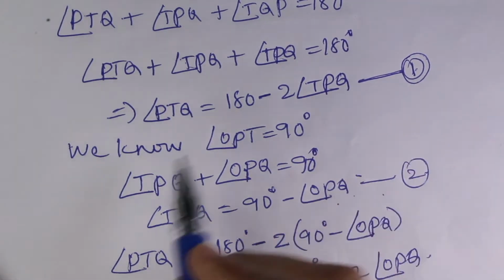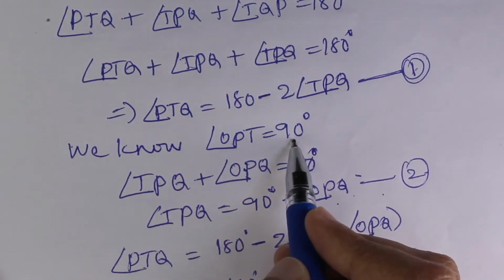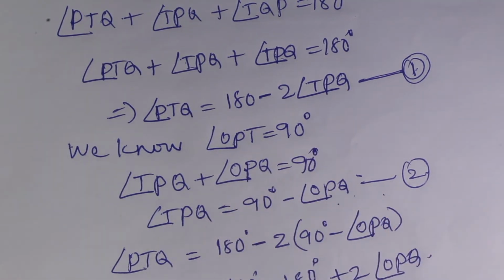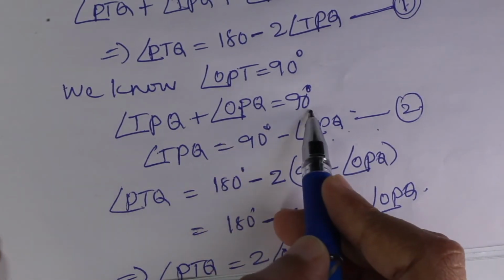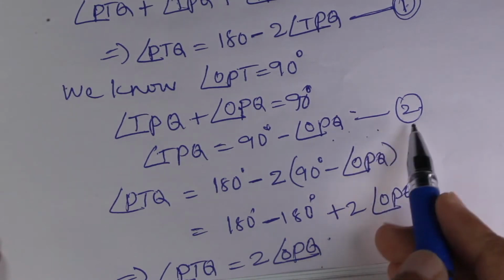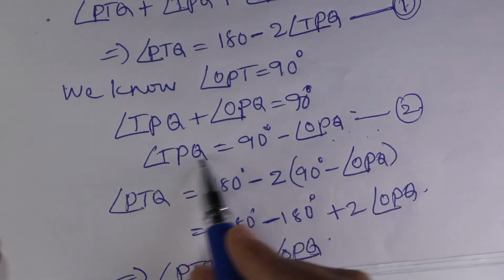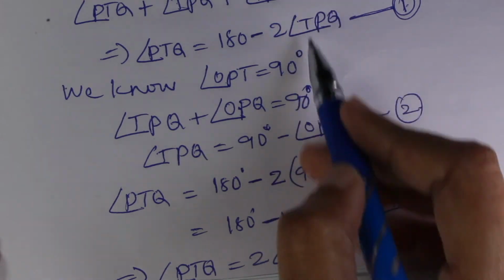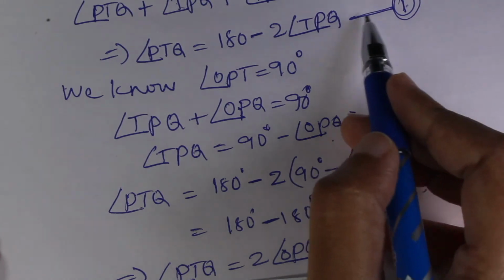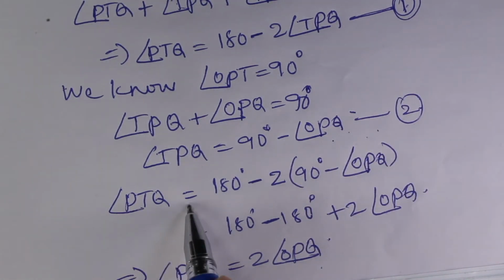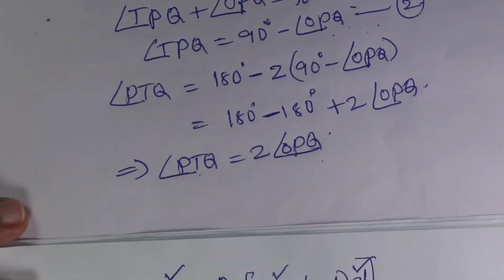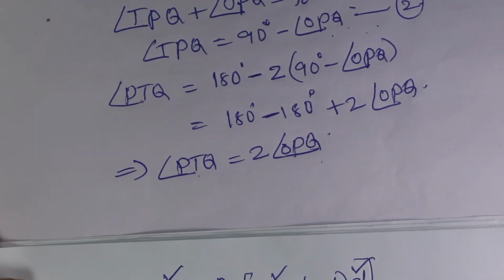This is equation 1. We know angle OPT is equal to 90 degrees. Why? Because the radius makes 90 degrees with the tangent of the circle. So angle TPQ plus angle OPQ is equal to 90 degrees. Angle TPQ becomes 90 degrees minus angle OPQ. This is equation 2. Now I have substituted the value of TPQ here as 90 degrees minus angle OPQ. I have substituted equation 2 in equation 1 and solved for angle PTQ. So I got angle PTQ as 2 times angle OPQ. Hope this is clear for you.